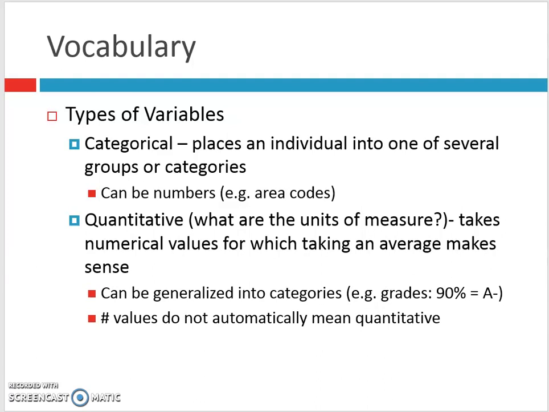Now, you can put these into categories. So if you get a 90% on a test, that's an A-. If you are a certain IQ, say you have an IQ of 100, you could be labeled as average. That's a category that relates to a quantitative numerical value. Now, again, just because it is a number doesn't mean it's going to be quantitative.